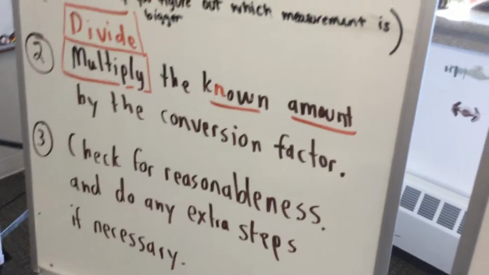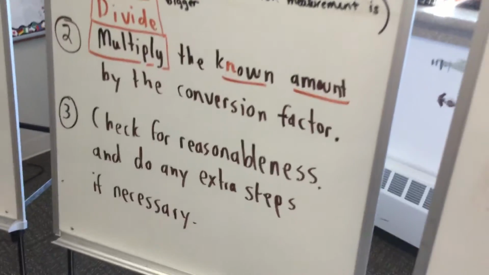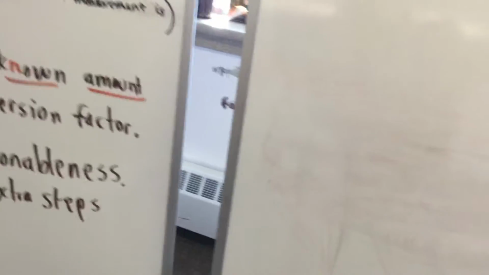You also would want to check, was my number bigger than 10,000? That would not have made sense because feet are smaller than miles. Okay. Another example, this will be a doozy, a double conversion.